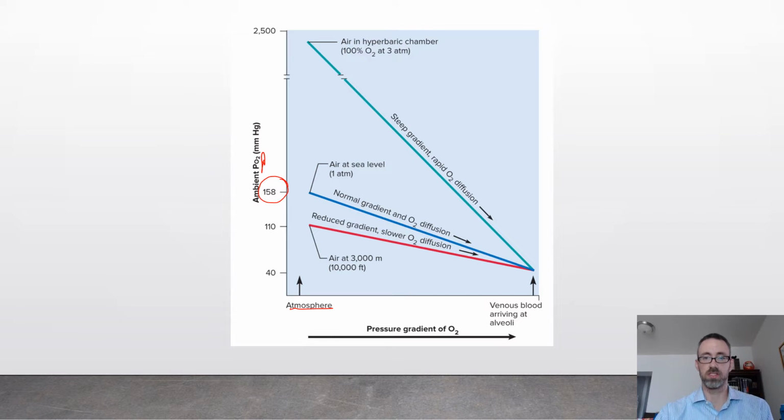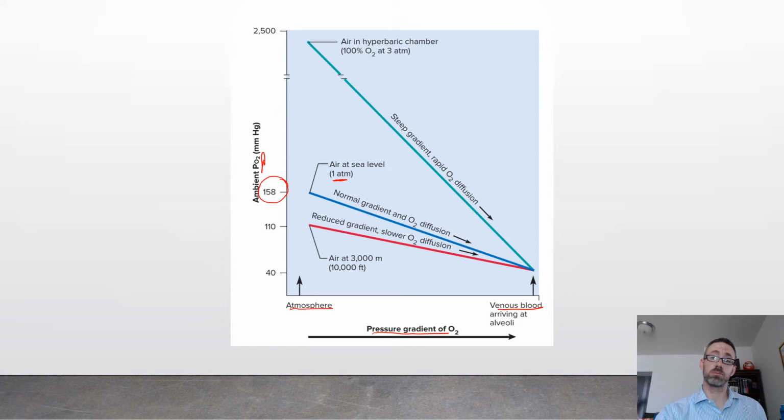Remember, that's 21% of 760. It's about 158 or 159. So that's air at sea level. Again, we can call that 1 atmosphere. So that's sort of the top that we could reach at sea level. And it's showing you over here, this is the pressure gradient of oxygen from the atmosphere into venous blood.